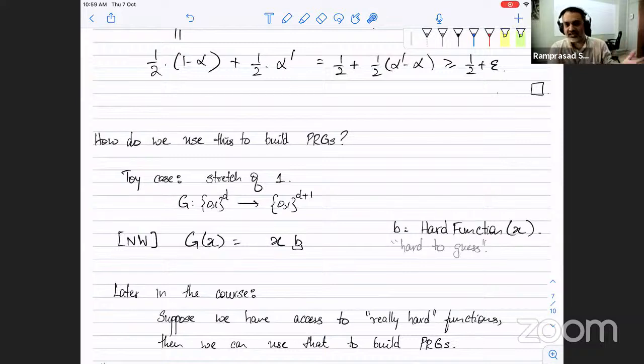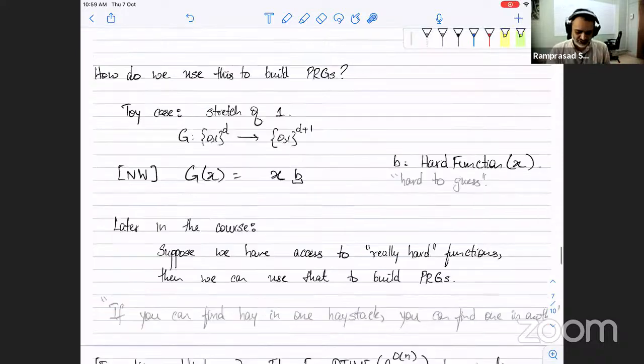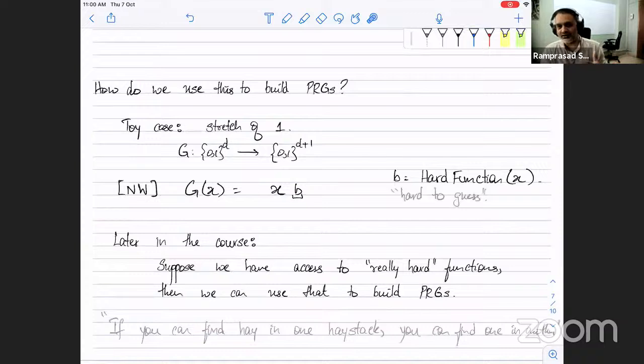Sorry, certain properties of random functions, namely that neither of them are actually computable or even guessable by small circuits. So this is a slightly different philosophy that often shows up in pseudorandomness, which is that if you can find hay in one haystack, you can use that to find hay in some other haystack. If you know how to build, let's say, hard functions, I will show you how to build pseudorandom generators. And there'll be many applications where the fact that you could find hay in some haystack is super useful in making your search in another haystack better.